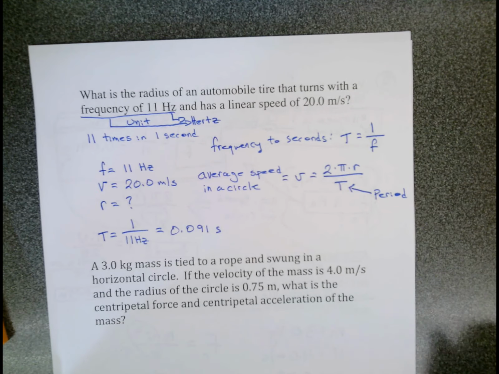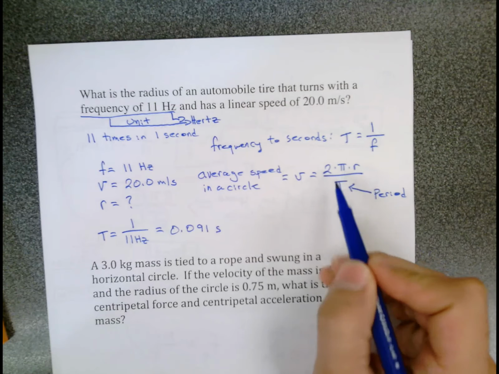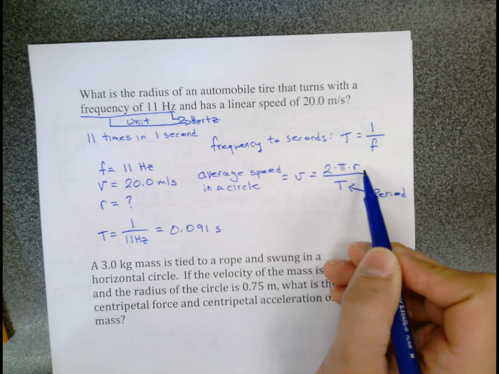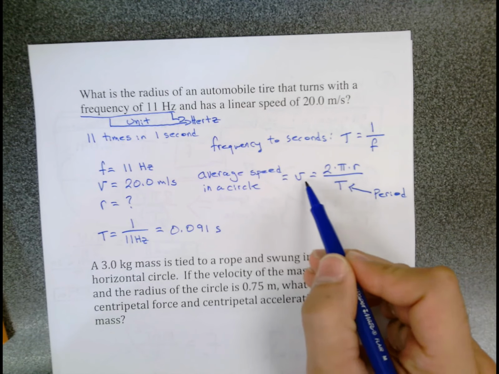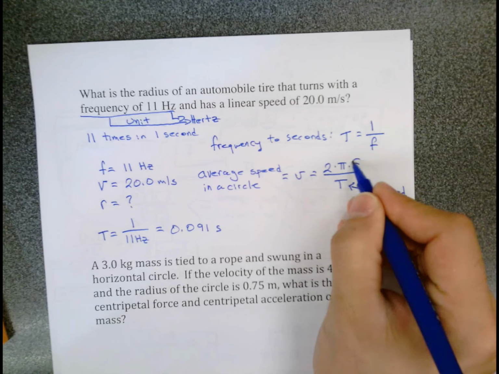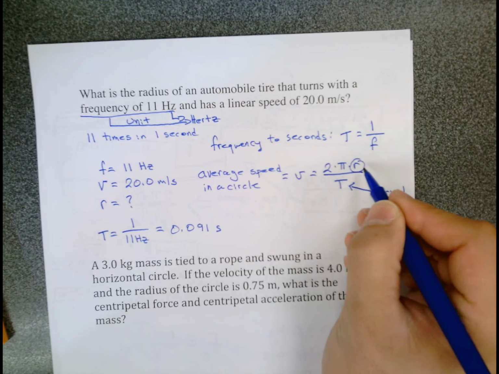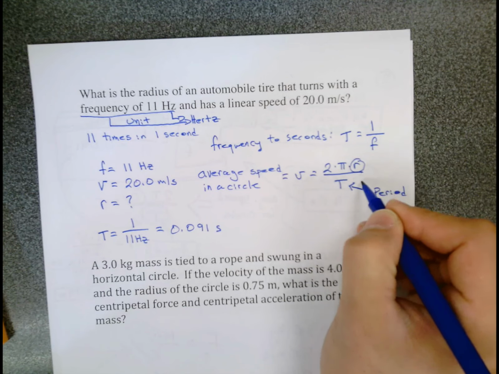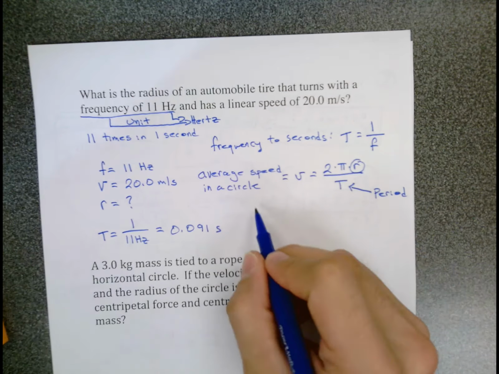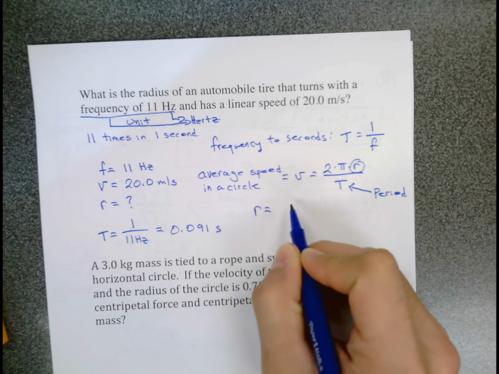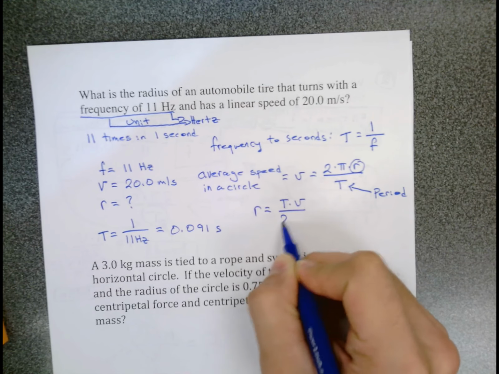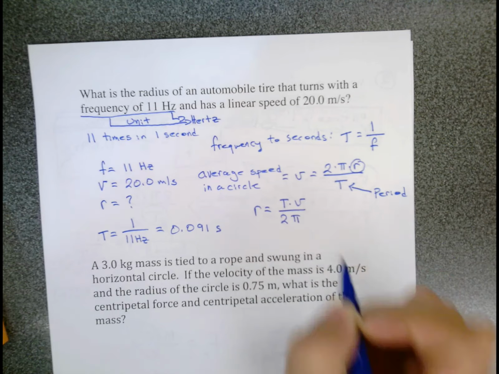So from there, we still need to solve for the radius, because that's what the question is asking for. We know the velocity, and now we know the period. So in order to get radius by itself, we isolate that, multiply T on both sides, divide 2 pi on both sides, and you get r is equal to T times v divided by 2 pi.